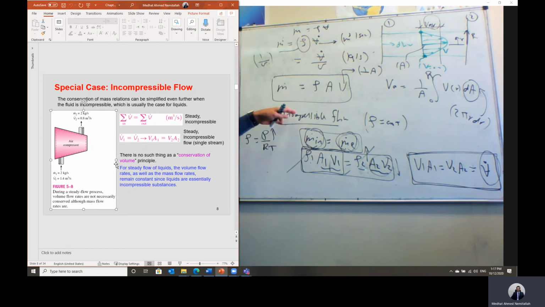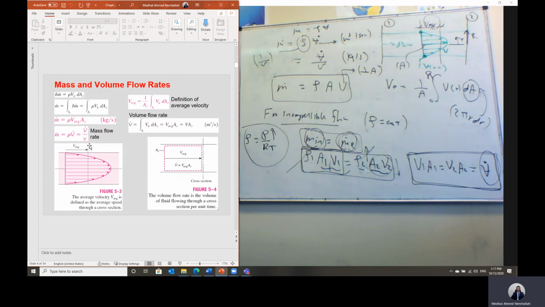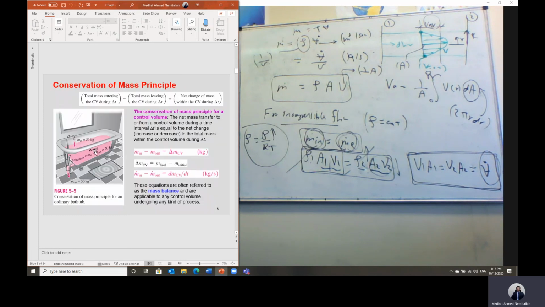And this is in the case of compressible flow. Compressible means the density is not constant. What is conserved is the mass. And we cannot say we have conservation of volume in this case. Okay, this is what we said.